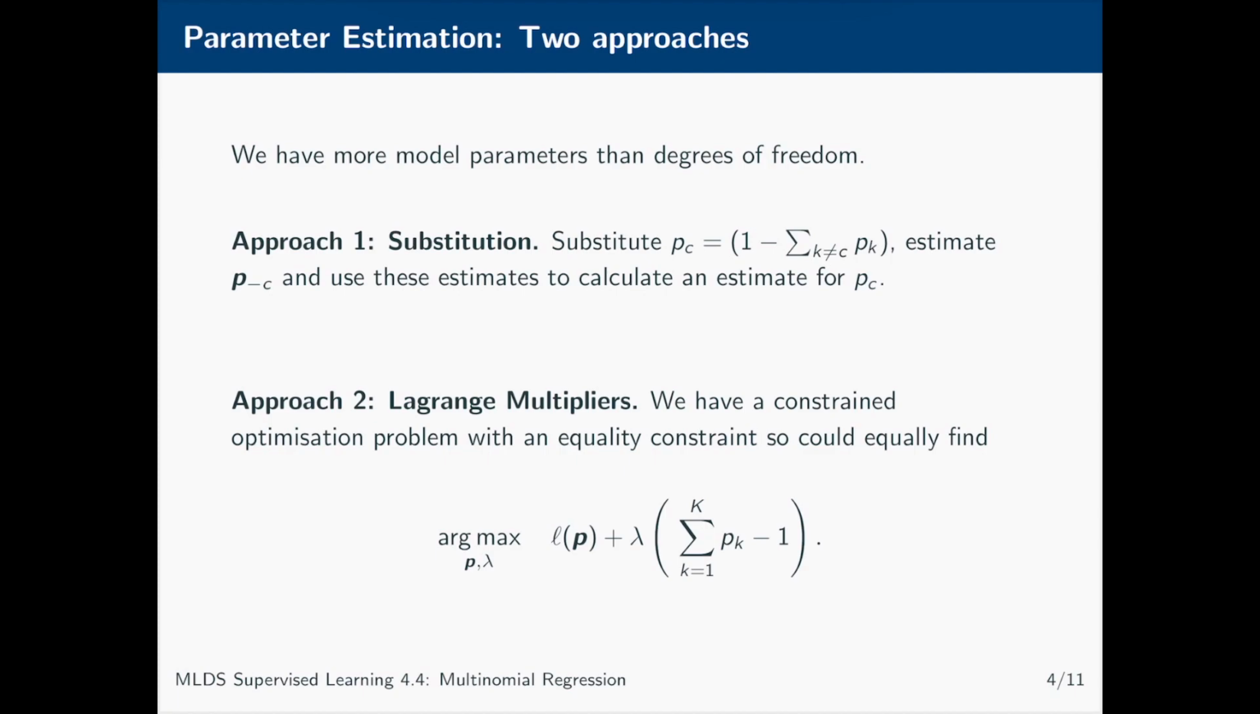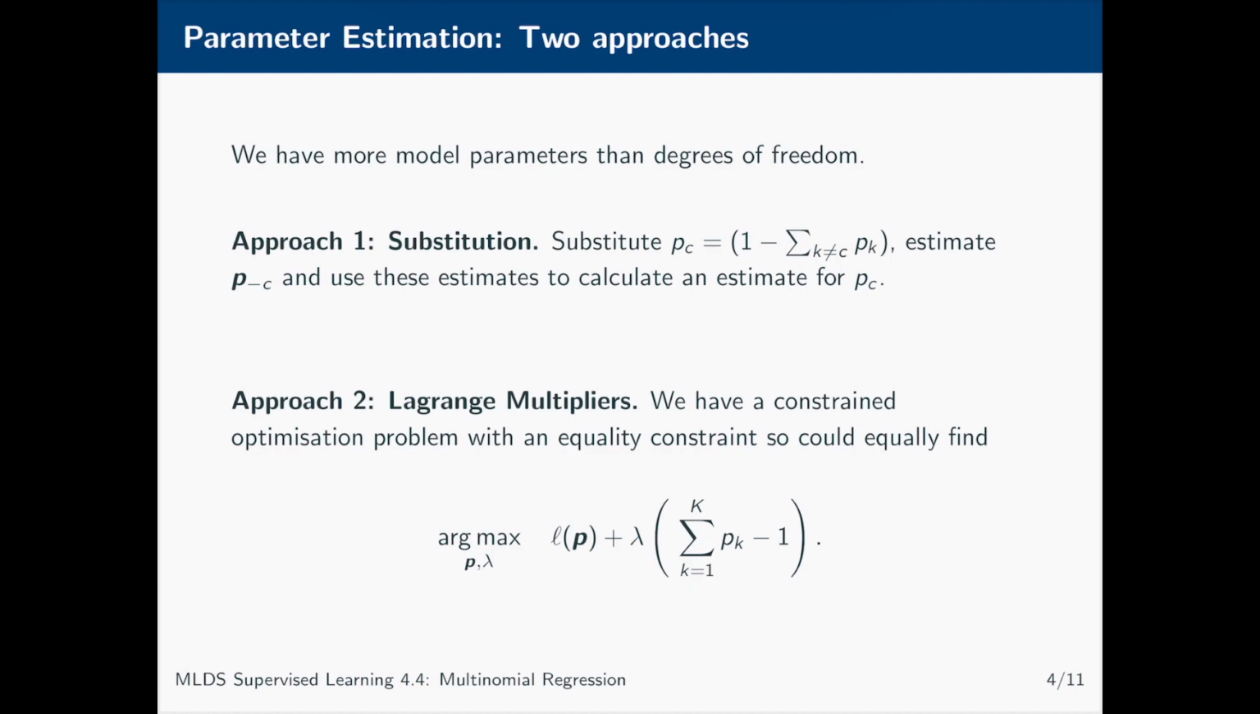This leaves us with a model in which we can estimate the parameters p1 to pk-1, or more generally, to estimate the parameters in P without its cth element, and then use these estimates to construct an estimate for the probability of being in the other class, which we've substituted out of our likelihood.